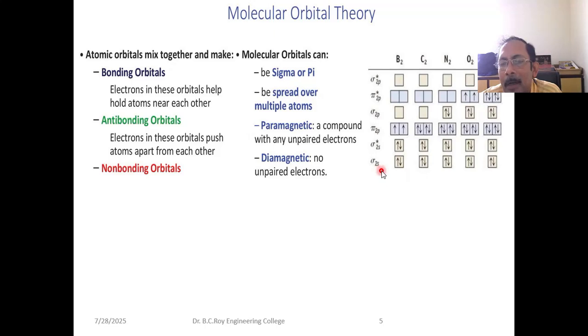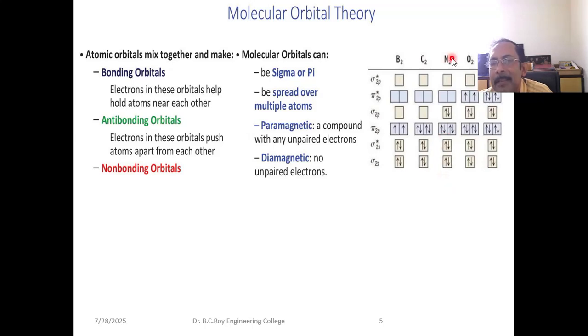2 are in the sigma 2s orbital, 2 are in the sigma 2s star orbital, and 2 are at the pi orbital. So in total we can find 6 electrons here, and 4 are in the inner electronic cores, sigma 1s and sigma 1s star. Now carbon's atomic number is 6, so in total we have 12 electrons. 4 electrons are in the inner electronic core, and the remaining 8 electrons you can find here.